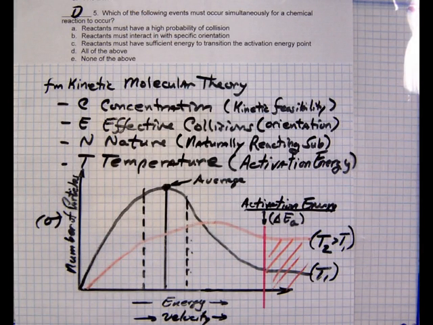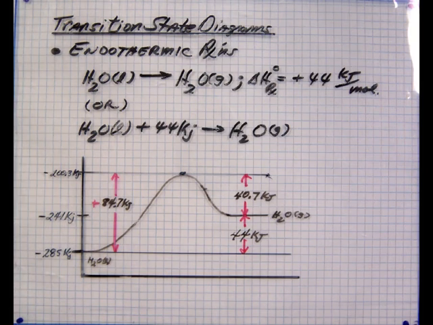Now there are some other factors and diagrams that you need to be aware of. The transition state diagram shows the transition through the activation point and the initial and final energies of the reactants against the products, and these can be diagrammed for endothermic and exothermic products.